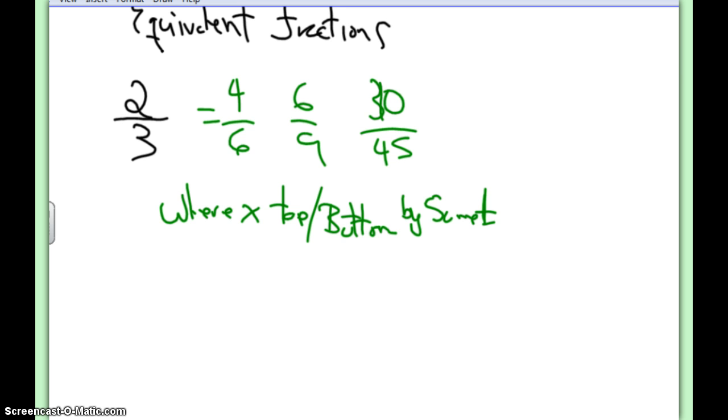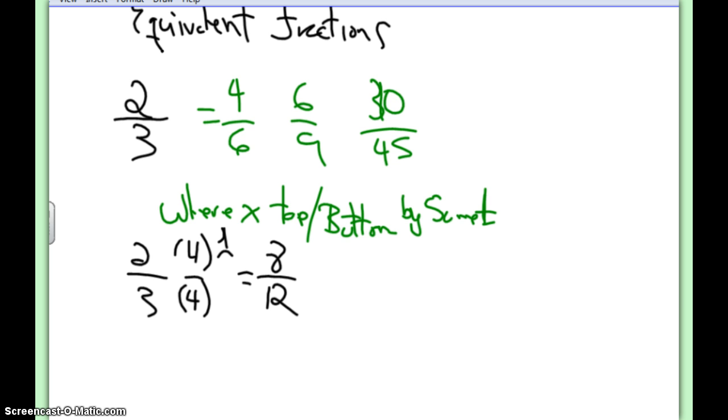When you do that, the reason it's equivalent is you're really multiplying by 1. So with this 2/3, if I multiply it by 4/4, I'm creating an equivalent fraction, but 4 divided by 4 is really just 1, right? Anytime I multiply by the same number top and bottom, I create an equivalent fraction. And that's important, okay? We're going to use that concept a lot.